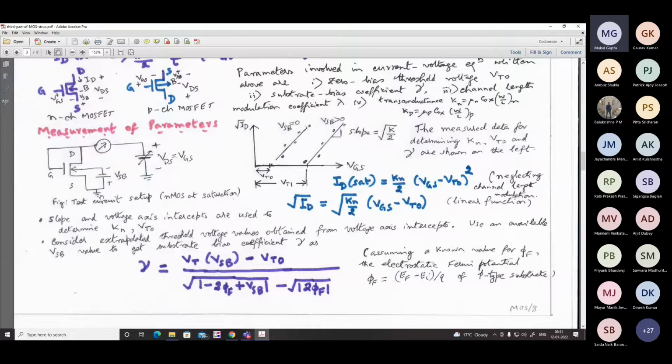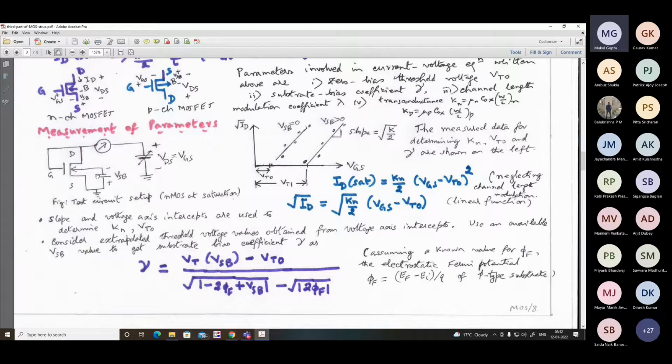Body is always grounded, but the ground should not be here. Ground should be here. I'm sorry for that. I think all of you have noted that you have got a variable potential source. Normally, the body is connected to ground, but here I am showing the source to be grounded. That is mistaken also, right?